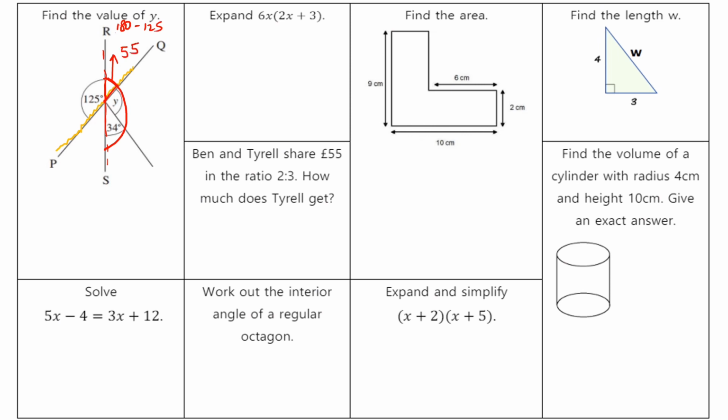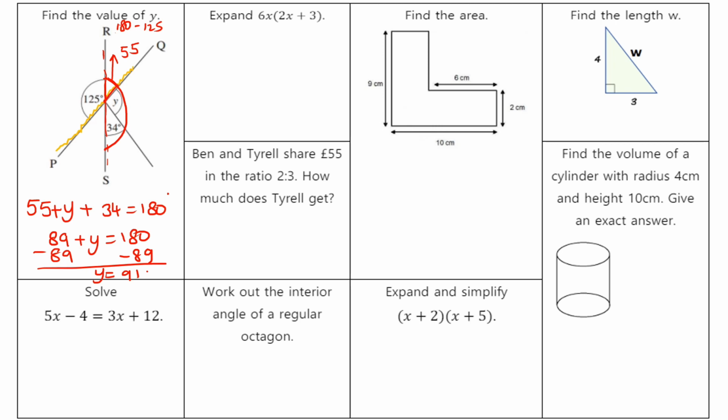Now from there, I know that 55 plus y plus 34 should give us 180 degrees. And this should give us, that's 89 plus y is equal to 180. And when I take 89 away from both sides, y would be 91 degrees.